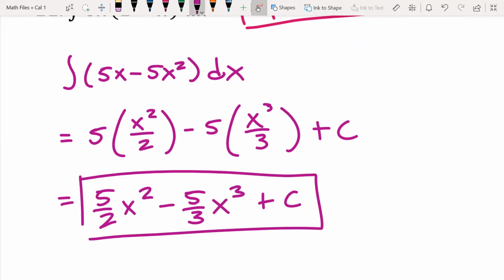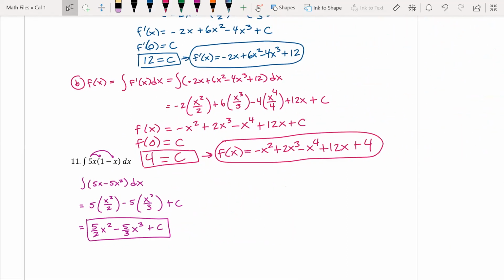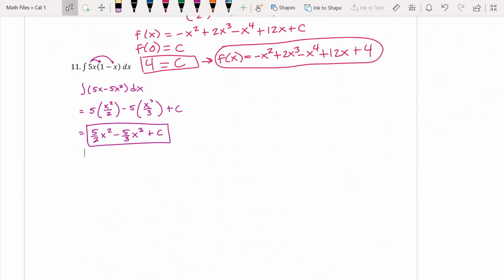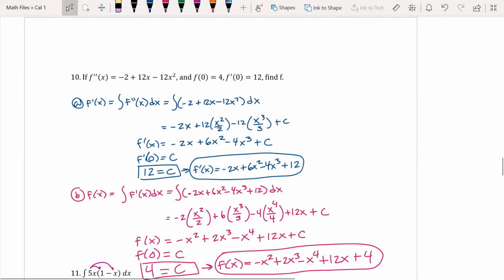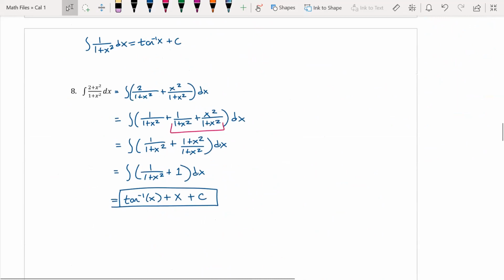Boom, boom. Not bad. All right. How are we doing so far, guys? What do you think of antiderivatives? Seems easier than regular derivatives. We're learning how to do derivatives. Just wait. Wait till Cal 2.